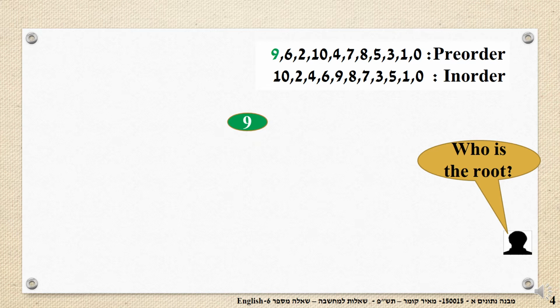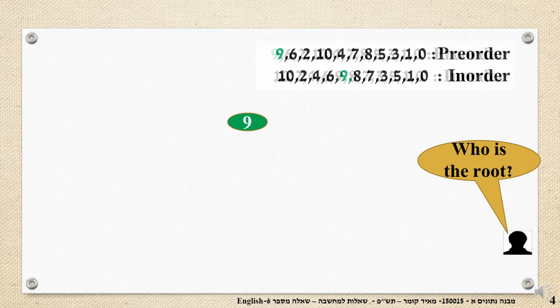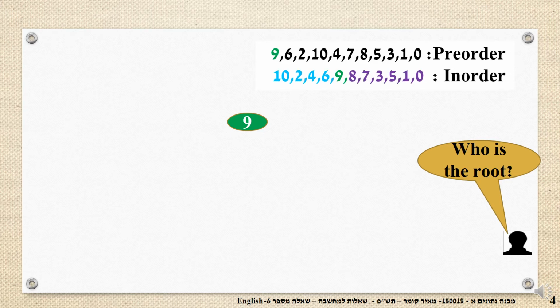Okay, so if I know that, that means that in the in-order, here's the 9. Anything to the left of the 9 will be in the left subtree, and anything to the right will be in the right subtree, because we know that in-order it goes left, root, right. Therefore, 10, 2, 4, and 6 is the left subtree of the tree rooted at 9, and 8, 7, 3, 5, 1, 0 will be the right-hand subtree of 9.